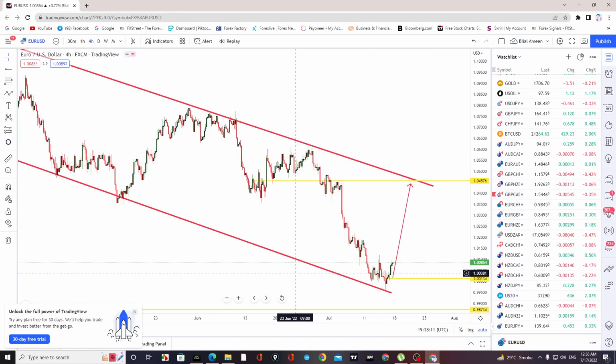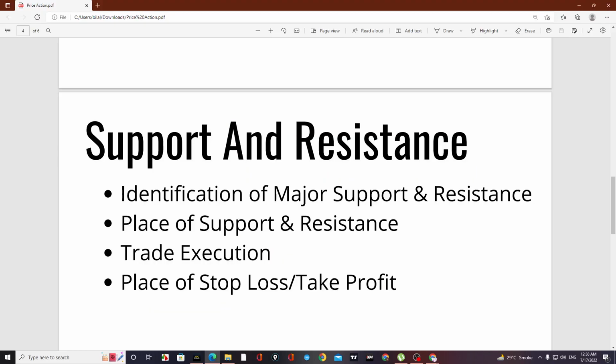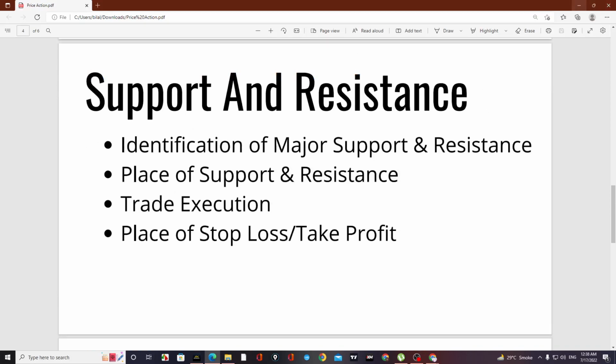Now we will learn what is support and resistance. In support and resistance, we need to know identification of major support and resistance, place of support and resistance, trade execution, place of stop loss, and take profit. Now we will again learn it on live chart.